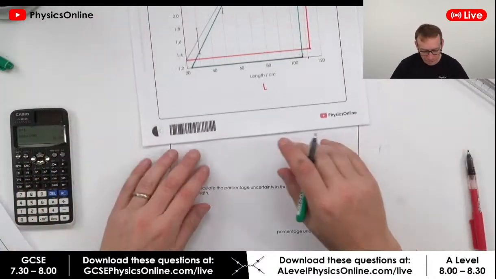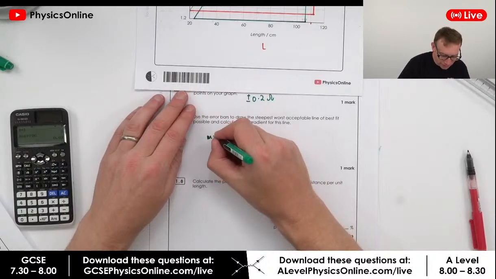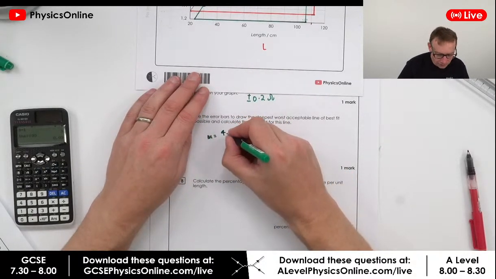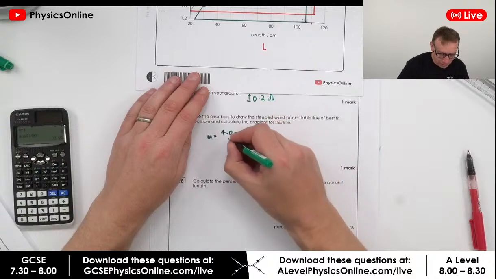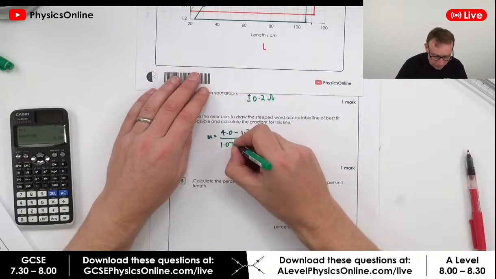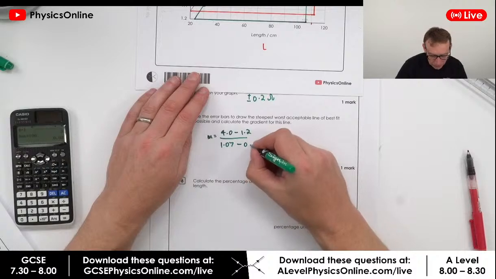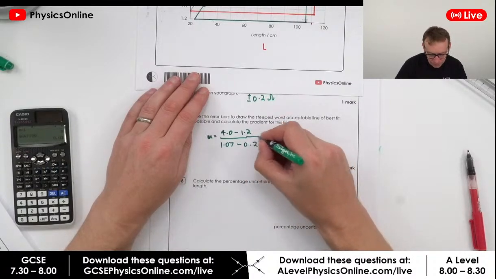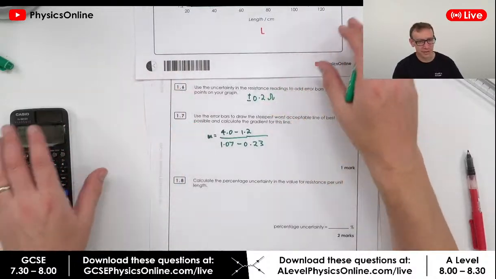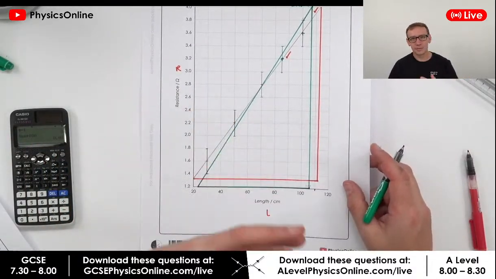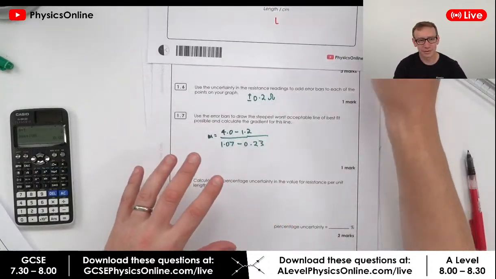So the gradient here, m, is going to be equal to the change in y value, which is 4.0 minus 1.2, and the change in x value, in this case I reckon is 1.07 minus 0.23. Okay, so this is just from the data that I've got on my graph. Of course, if you've done this yourself in a real exam, there'll be plenty of options for it to be higher or lower.